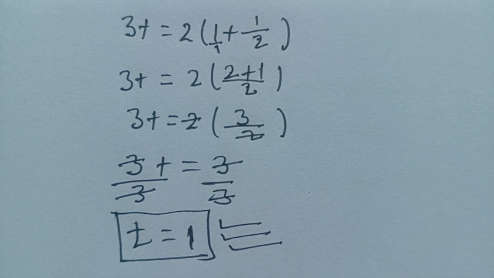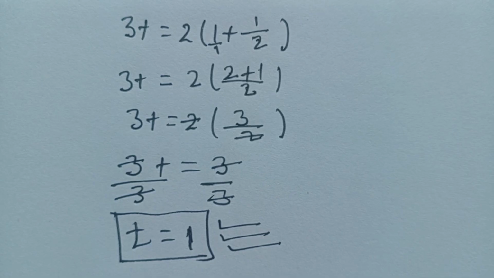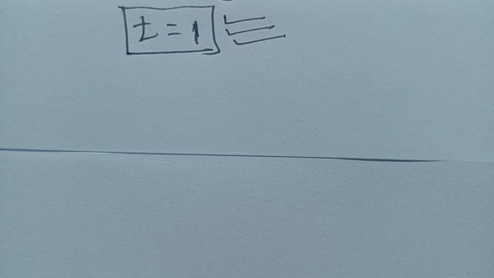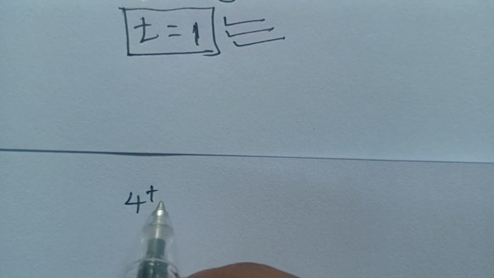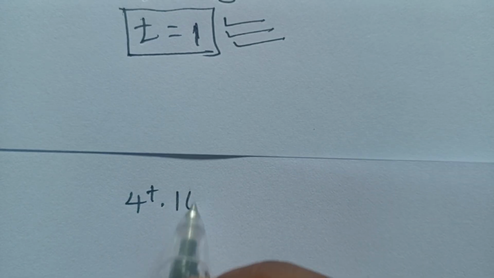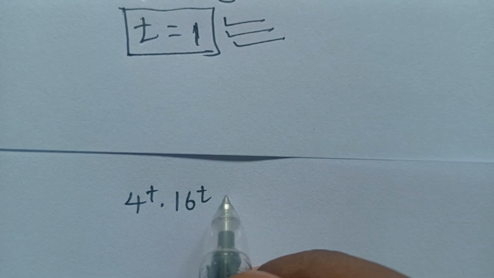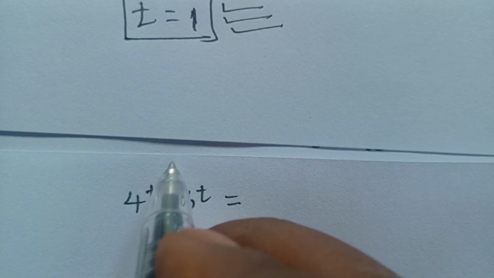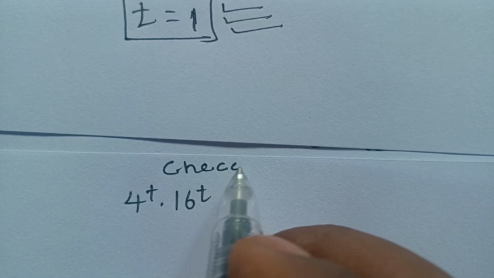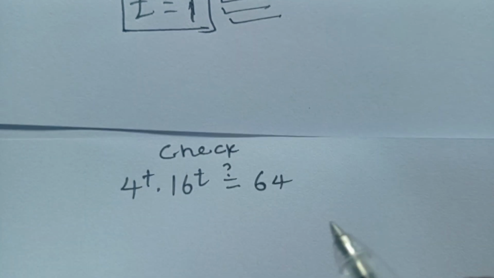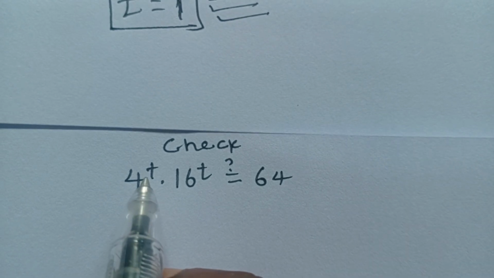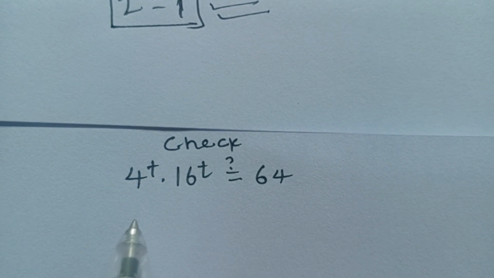Check it. Let me check it. 4 raised t times 16 raised t equal to 64. Why? The value t equals 1.